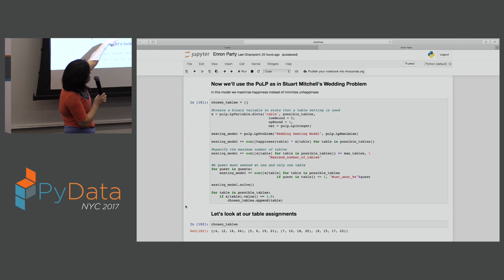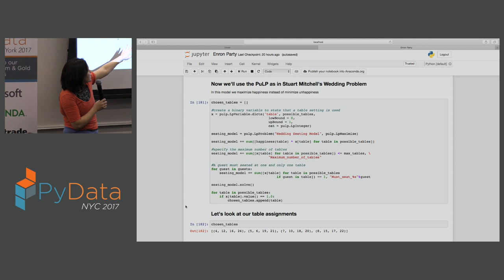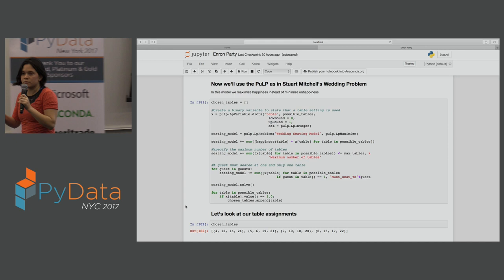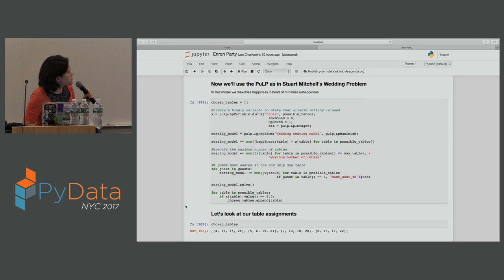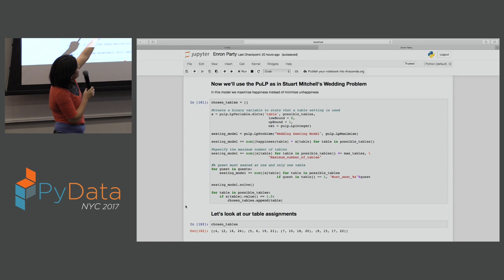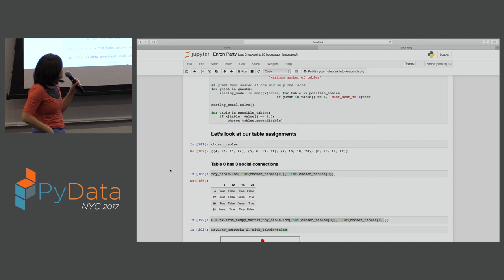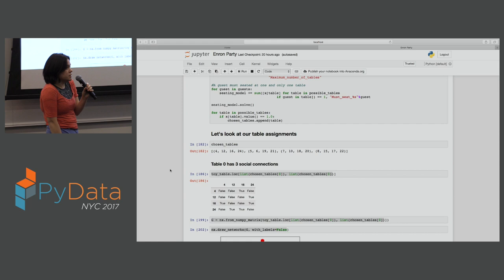And now we just run solve, and we're appending the list of tables that ended up being chosen. And this runs really fast because there's actually not that many options. So if we scroll down, these are the assignments we end up getting. These are the four tables, four groups of four individuals that ended up being chosen. And now we can plot them. For tables, I'm using Python numbering just because this is a Python party, so we're going to start at zero.